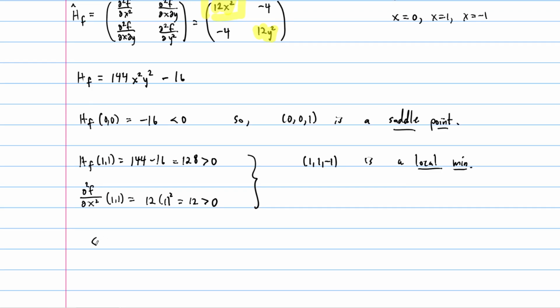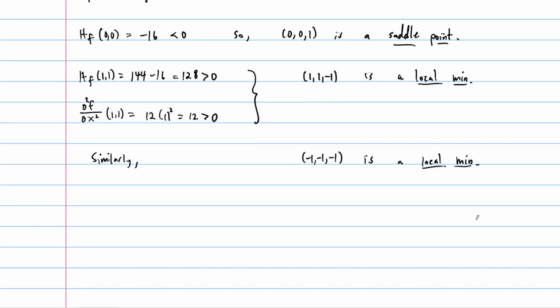If they're both positive, we have a local minimum. And then similarly, the same thing is going to be true for the other one. I won't write this one out, but similarly, (-1, 1), this point is also a local minimum. All right, so that's how this works.